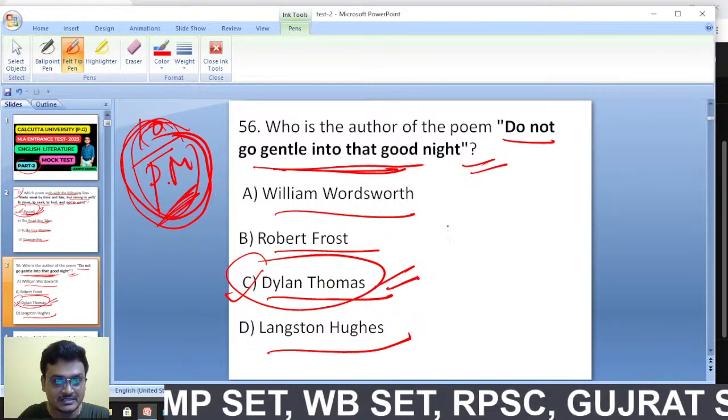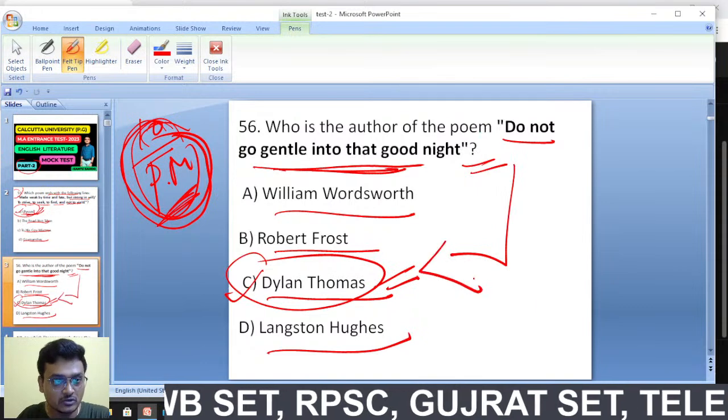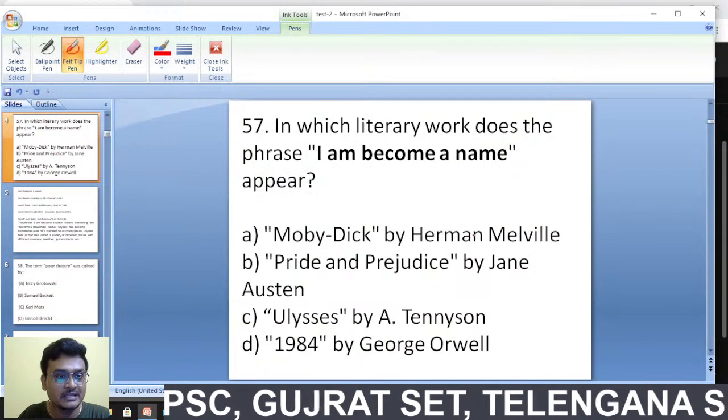So Dylan Thomas is the right answer. Excellent everyone. "Do Not Go Gentle into That Good Night" is a poem by Dylan Thomas.